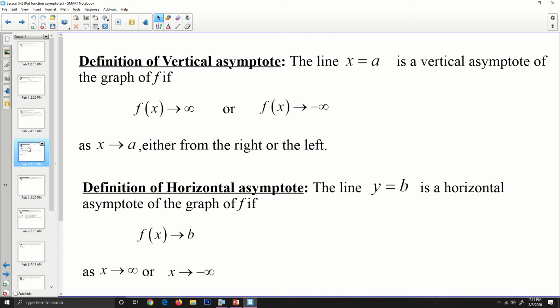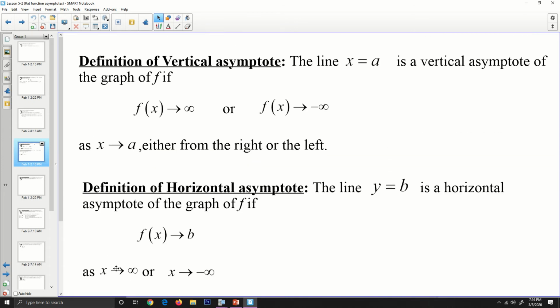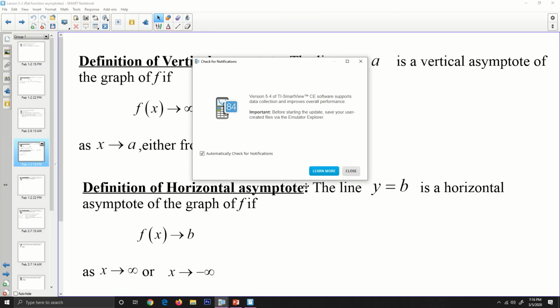The definition of a vertical asymptote: the line x equals a is a vertical asymptote of the graph of f if f of x goes to infinity or f of x goes to negative infinity as x goes to a either from the right or from the left. Definition of a horizontal asymptote: the line y equals b is a horizontal asymptote of the graph of f if f of x goes towards b as x goes to positive infinity or x goes to negative infinity. And so just a real quick example of that, we can go to our graphing calculator.